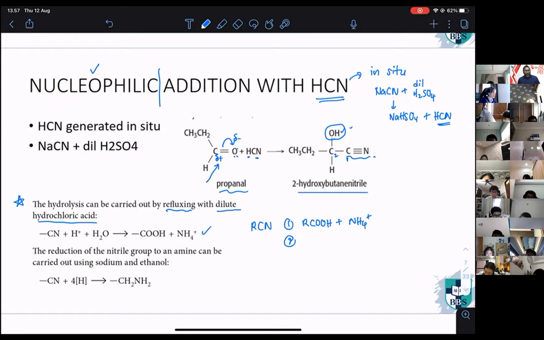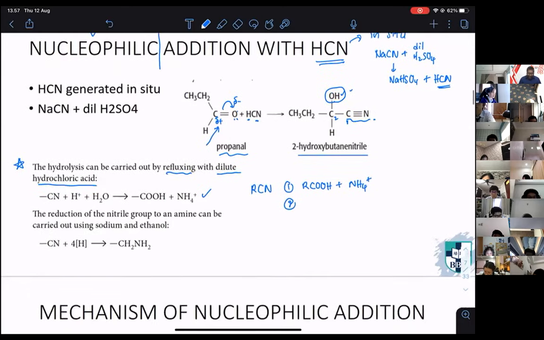And you need to also know, when you have RCN, for example, if I have CH3 and then CN, I can reduce them. Now, under reduction for nitrile, we are going to use a different reducing agent. We are not going to use NaBH4. We are not going to use LiAlH4. For nitrile, we use sodium in ethanol. They will have reduction. So similar, just put [H] over there.